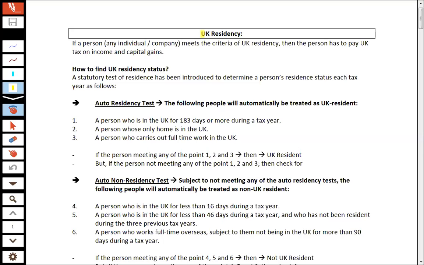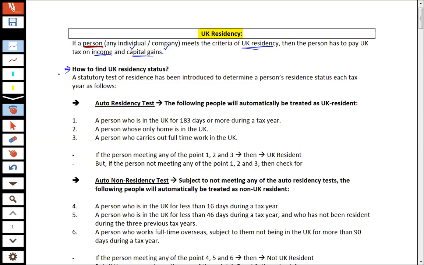Our new topic is UK residency. Remember, if a person meets the criteria of UK residency, then the person has to pay UK tax on income and capital gains earned in the UK. What's included in the word person? Both individuals and companies are classified as person. So if any individual or any company meets the criteria of UK residency, then that person or company has to pay UK tax on income and capital gains earned in the UK.